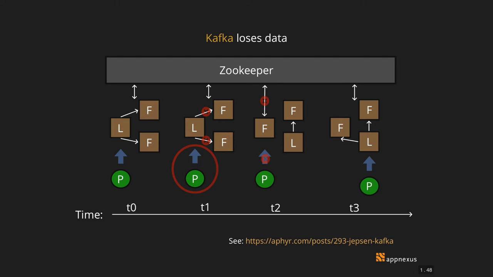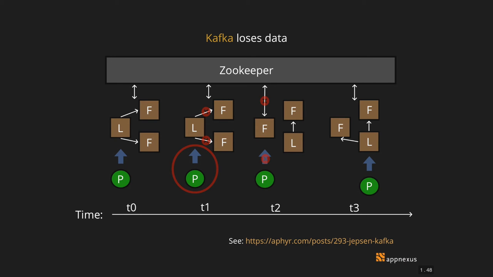So on the bottom line here is time going forward, and that's Zookeeper. Okay, so at time zero, we have a producer who's the green guy, P, and he writes to the leader for a topic and partition, right? And some data gets written. And that's all kosher because the leader then replicates it to two followers, and we're good. Our connection with Zookeeper is stable. Everybody's happy. So data at time zero is now safe.